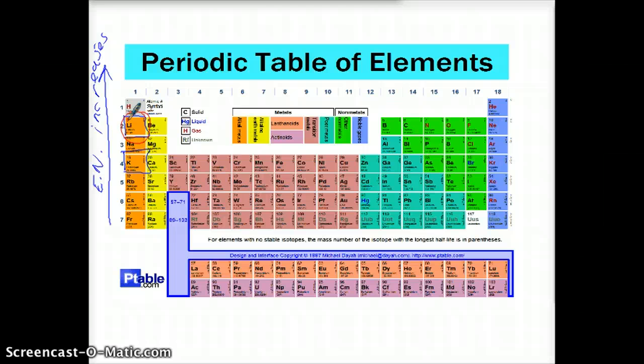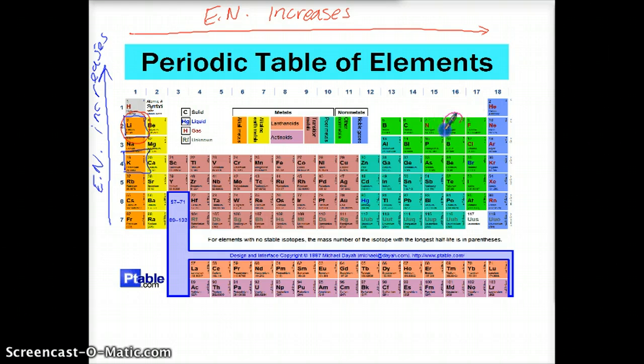What about when we go left to right? Well, as you move across a period from left to right, electronegativity also increases. So therefore, if we were comparing two elements like oxygen and nitrogen, which element would be more electronegative? Oxygen is more electronegative because it's further to the right.